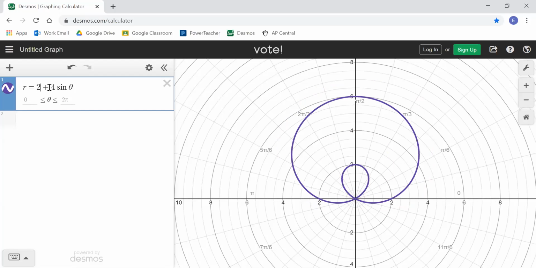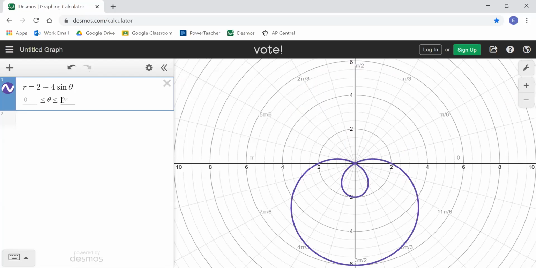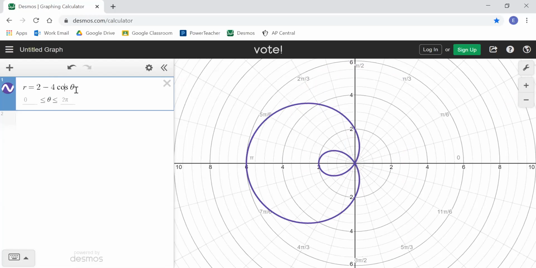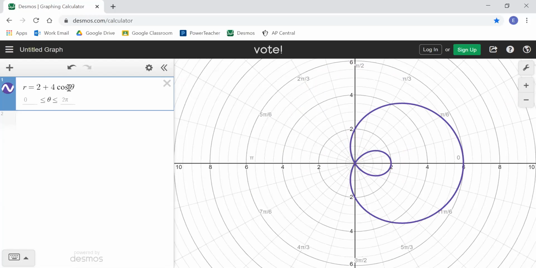Okay. You could do this 2 plus 4 sine theta. What do you think would happen if I made it a minus sine theta? Should just flip down below the polar axis, right? What if I changed it into a 2 minus 4 cosine theta? Should be predominantly in the quadrants where cosine is negative. And if I made it a plus, it should be predominantly in the quadrants where cosine is positive.